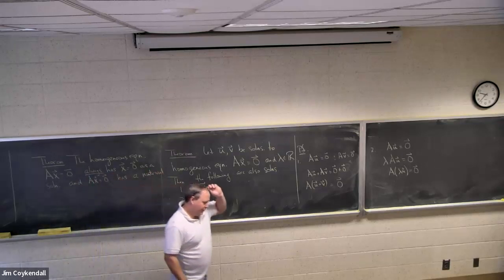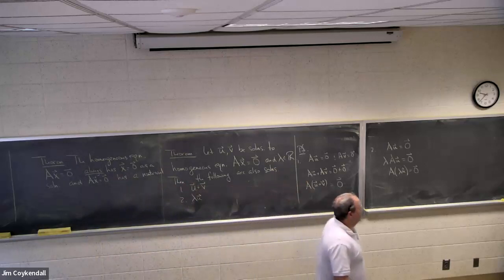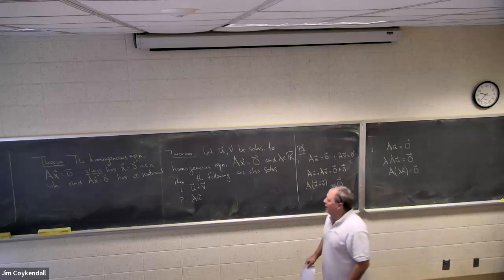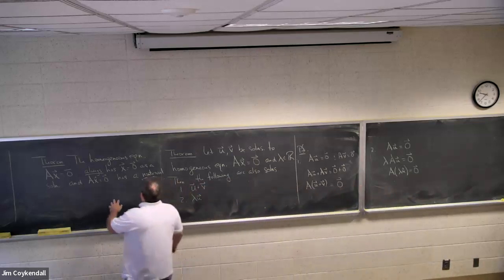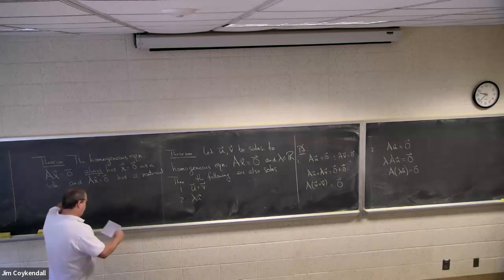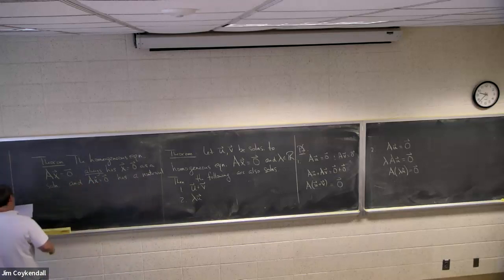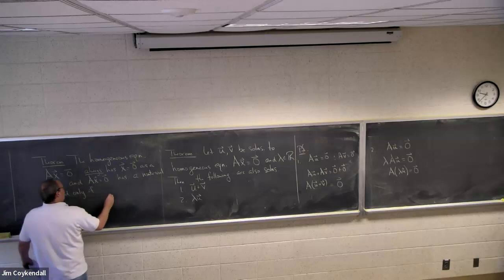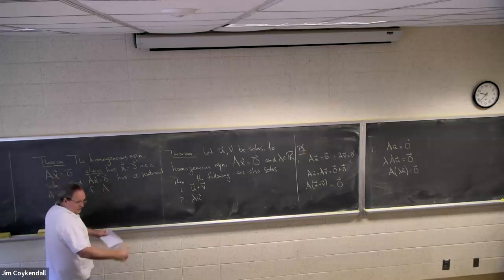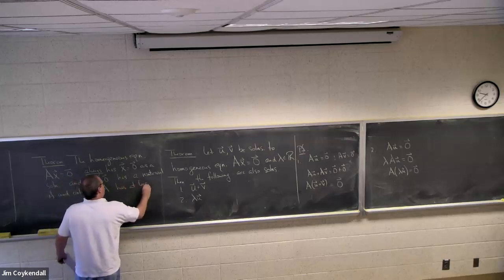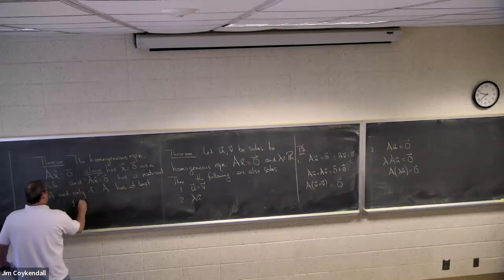What do I mean by non-trivial? Sometimes people call the zero solution the trivial solution of the homogeneous equation, because it's always there. So what I mean by this is Ax equals 0 has a solution other than the zero vector if and only if the matrix A, after you reduce it, has at least one free variable.